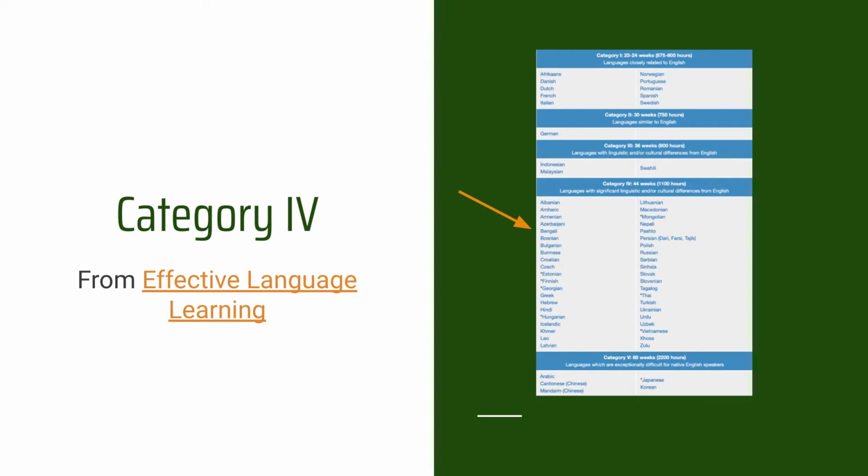Oh yeah, it's difficult. For a native English speaker, it falls into category 4 according to effective language learning, which I trust that website. So that would mean it takes about 1100 hours. That's a lot of time. So that's why it's not a very popular language. Also, it's not mainstream, as I said. Like Korean, Mandarin, Japanese, popular languages, but they're even harder to learn.